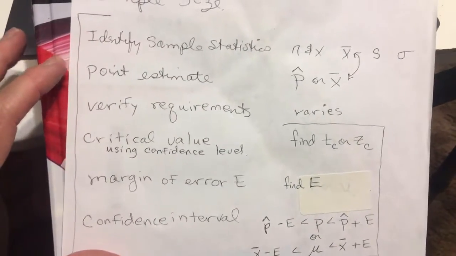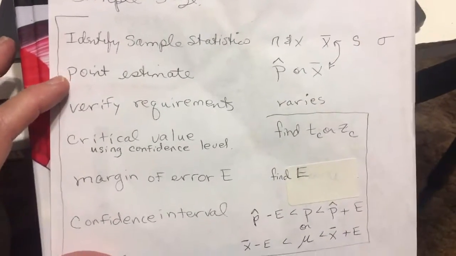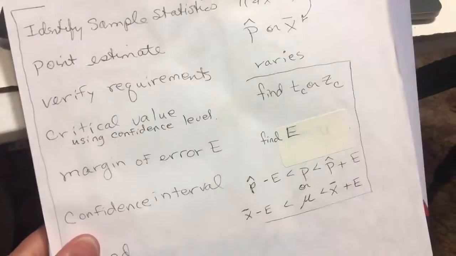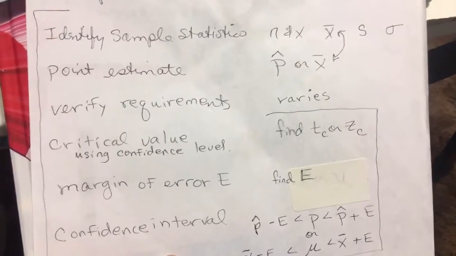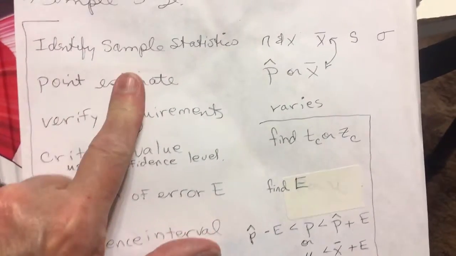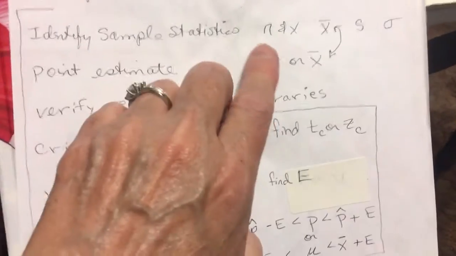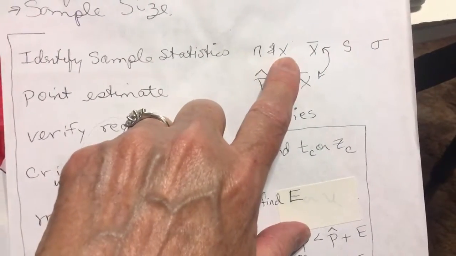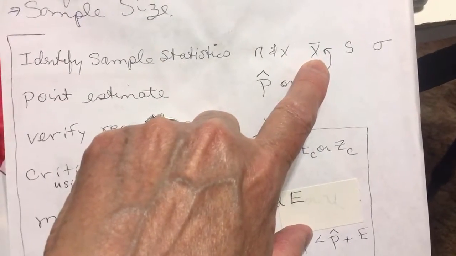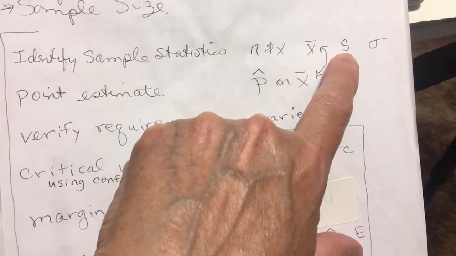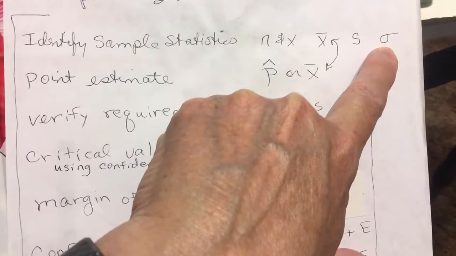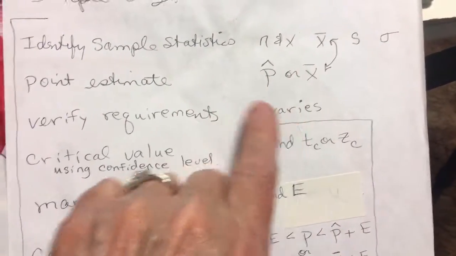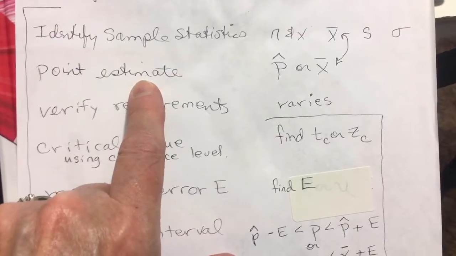This little sheet here is generally what we're going to be doing every time we figure a confidence interval. We're going to use different methods and different distributions, but the same type of pattern. So basically, we're going to identify our sample statistics, things like our sample size, our mean of the sample, our standard deviation of the sample. Maybe we have a true standard deviation of the population. We're going to identify those things. We're going to find the point estimate.